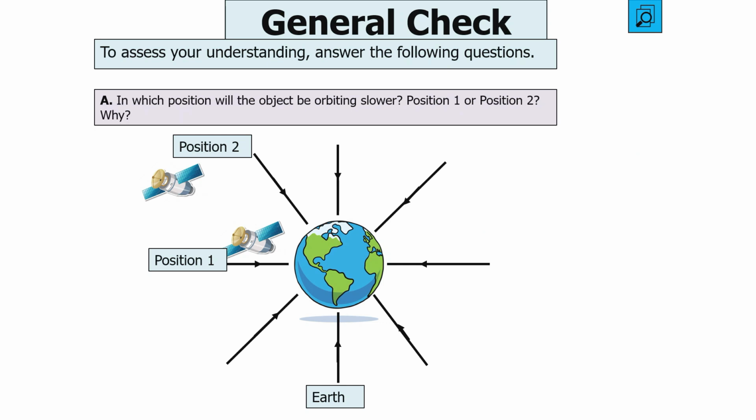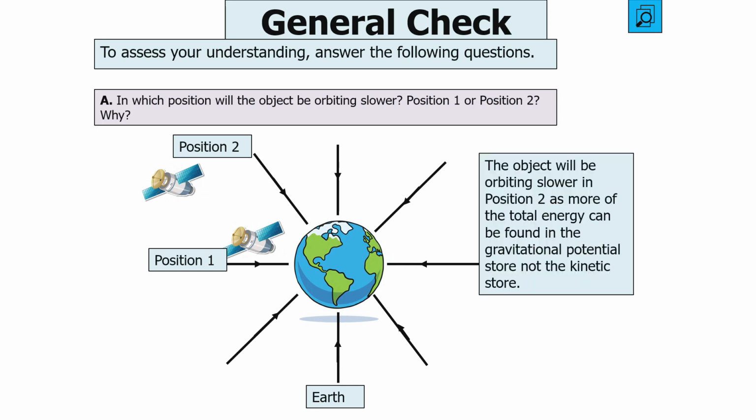In which position will the object be orbiting slower, position 1 or position 2, and why? The object will be orbiting slower in position 2 as more of the total energy can be found in the gravitational potential store, not the kinetic store.